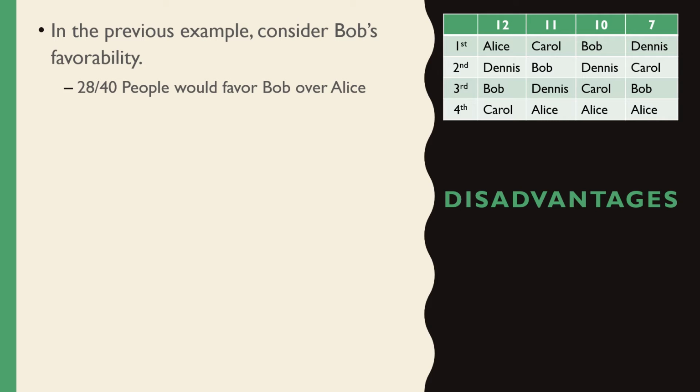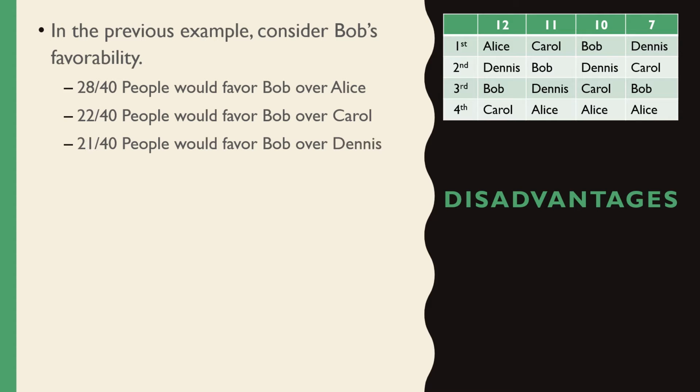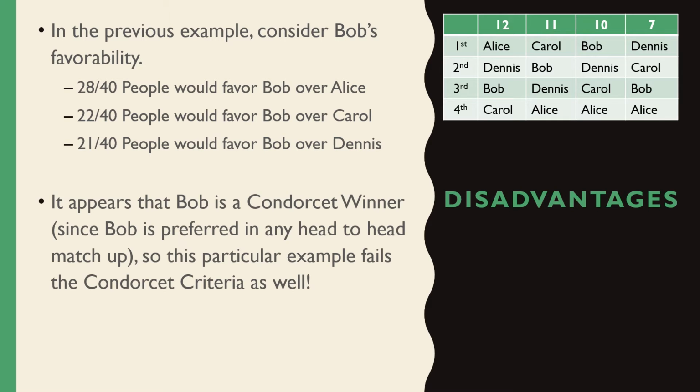According to the preference of everybody, 28 people ranked Bob higher than Alice, 22 people ranked Bob higher than Carol, and 21 people ranked Bob higher than Dennis. So that means Bob is a Condorcet winner, and that just means he's preferred in any head-to-head matchup. The Condorcet criterion we mentioned last time says that if you have a Condorcet winner, they should win. That clearly didn't happen, so this fails the Condorcet criterion.